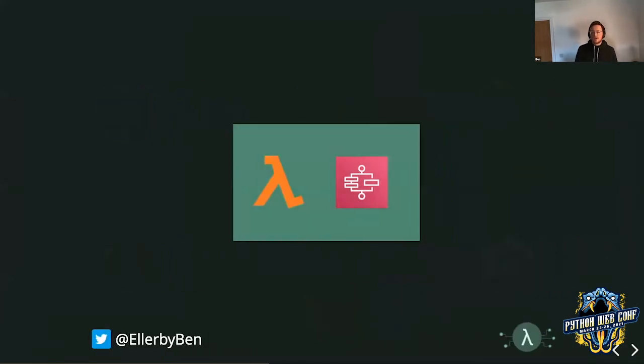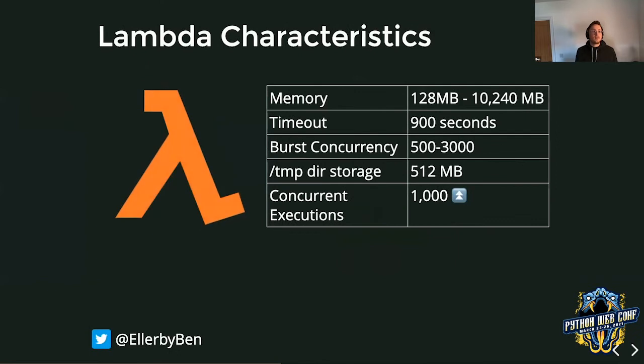So for today's talk, we're going to focus on two particular services: Lambda, that poster child for serverless, and Step Functions, which allows us to orchestrate serverless and other services inside of AWS. If we focus on Lambda to begin with, here are some of the key characteristics of Lambda as a service, which have been updated as of this year.